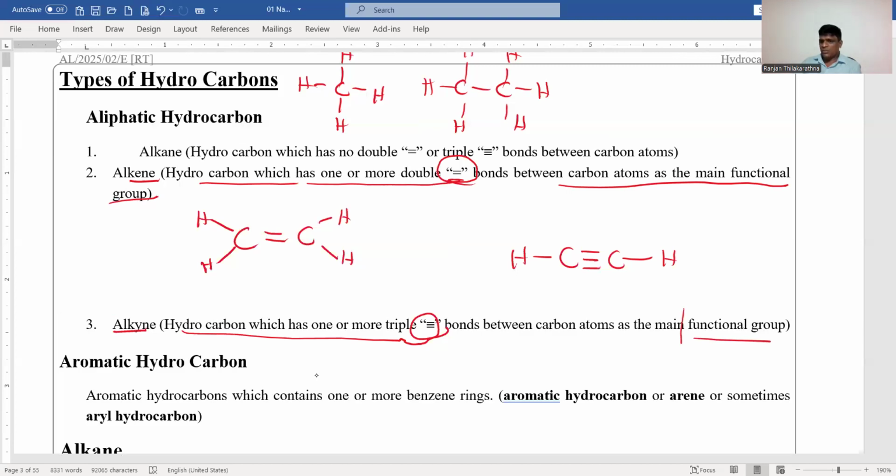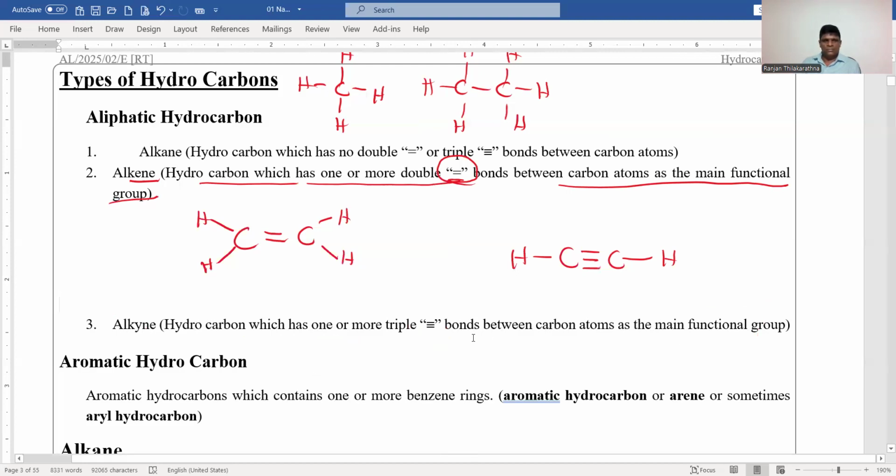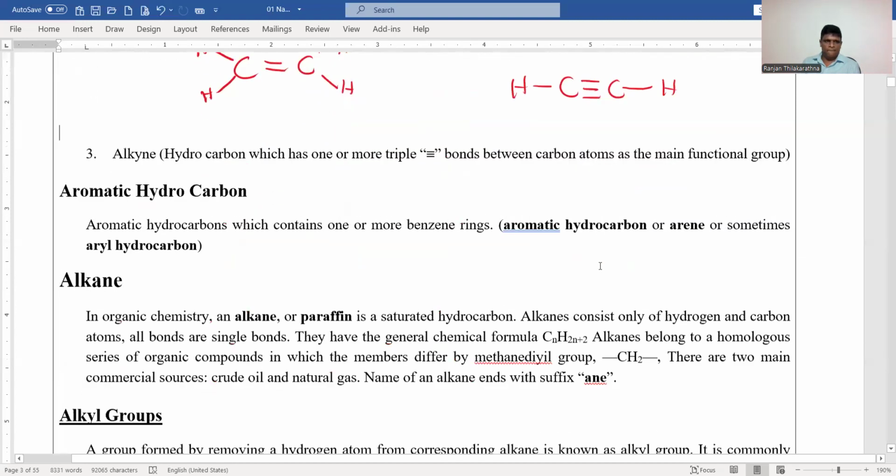Actually, these are not functional groups, right? Though it is mentioned as the functional group, these are called active sites. Those places may show some reactions, but they are not functional groups. So having a double bond, alkene; having a triple bond, alkyne.